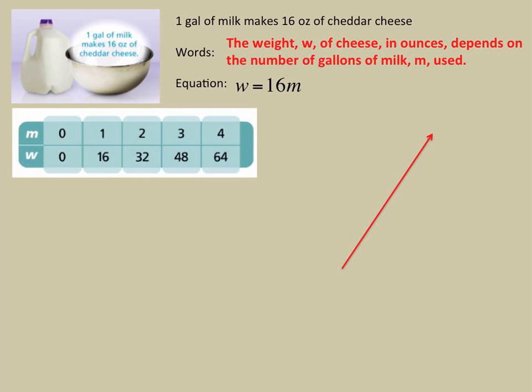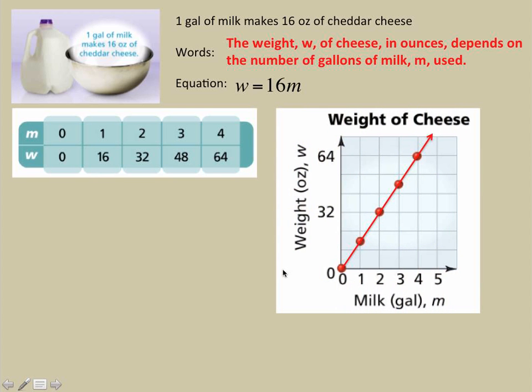Okay, so as I look here at my table, I made a table and I'm changing the number of gallons of milk. So 1 gallon makes 16 ounces of cheese. 2 gallons, 32 ounces of cheese. 3 gallons, 48 ounces of cheese, etc. So you can pick any numbers you want here and figure out the corresponding values for the amount of cheese.